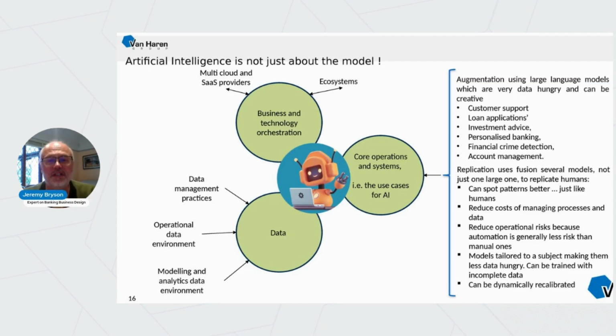So a fraud detection model will be coming along, an investment advice model rather than a generic ChatGPT type model. And that will start to replace human roles as opposed to augment them, which is what's happening at the moment. And we'll certainly start seeing that in about two or three years' time.